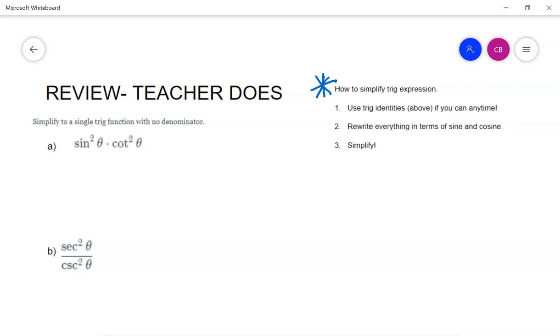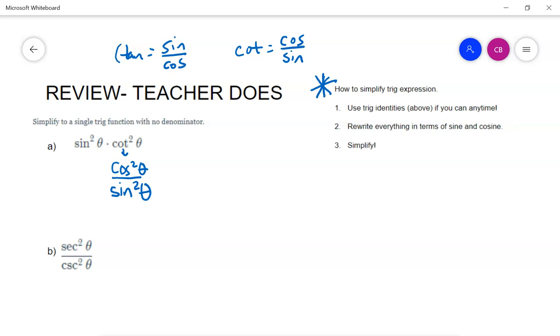All right, so looking at this first one, we have sine squared theta times cotangent squared theta. Well, on this one, I know that cotangent squared theta is the same as cosine squared theta over sine squared theta. I know that is true because we know that cotangent is cosine over sine, and I know that because we know that tangent is sine over cosine. Now, just because this is squared, if you square both sides of this, you're just going to square the top and bottom. So that's how I'm arriving at this idea.